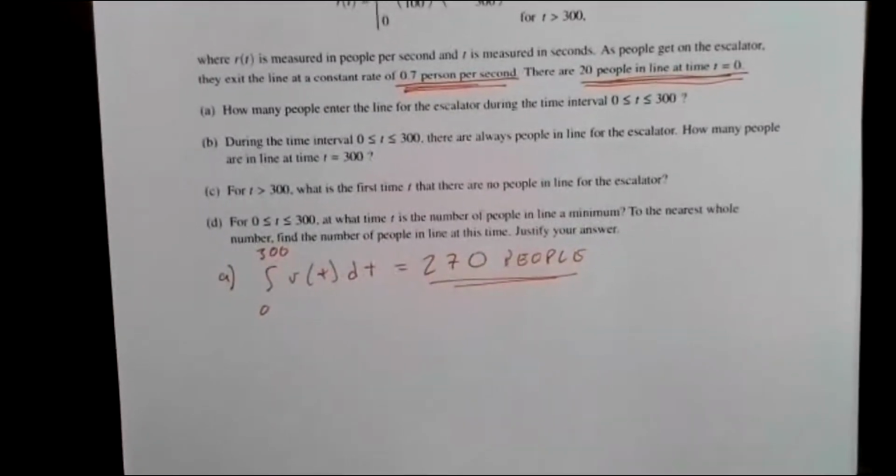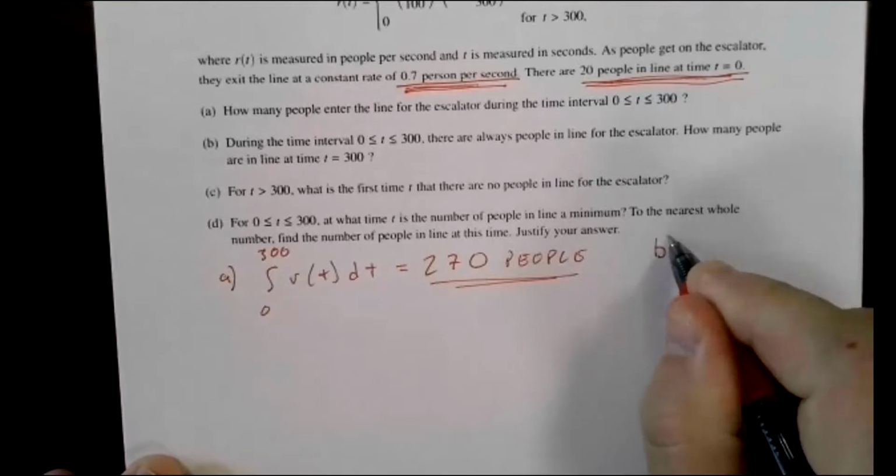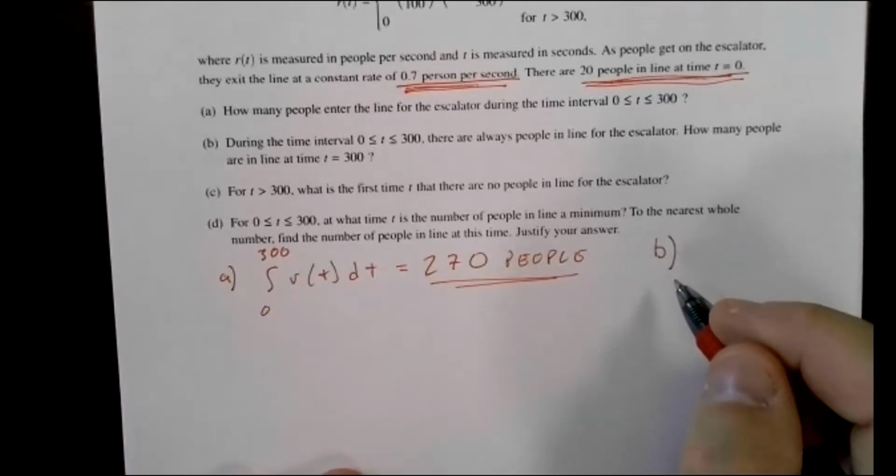During the time interval, there are always people in line for the escalator. How many people are in line at time t equals 300? So they're just testing your RTFQ ability. To save space, I'm going to throw it up here. How many people are in line at time 300?